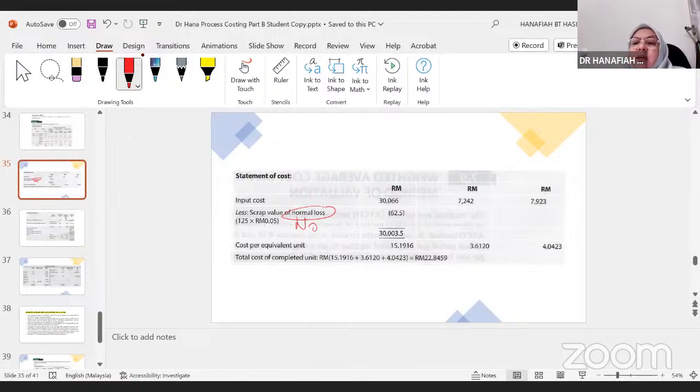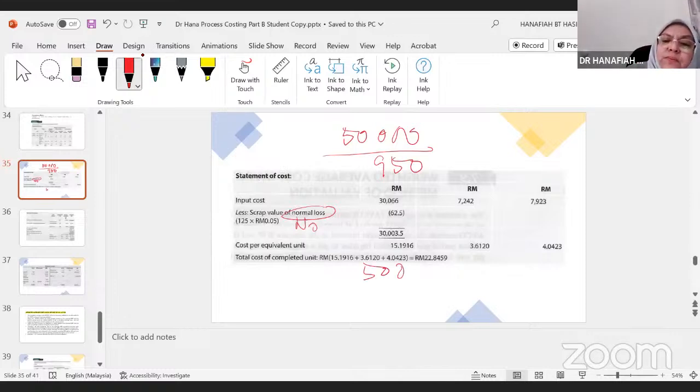So you have 950 units left. And how much is the price? That is based on 50,000 divided by 950. So the cost is getting higher or bigger if you compare to 50,000 divided by 1,000. So the cost per unit will be highest.